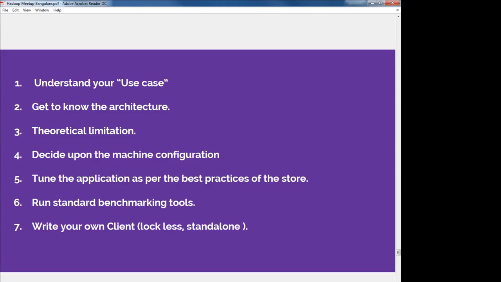Decide upon the machine configuration. When you actually do the benchmark, try to simulate your production environment as much as possible. Assume your production requirement is 100K QPS with 10 nodes. If you are only provided with 4 nodes, check whether you can generate 40K QPS.